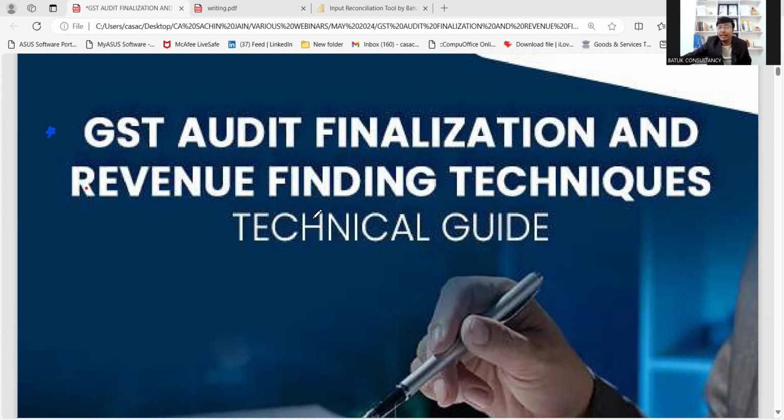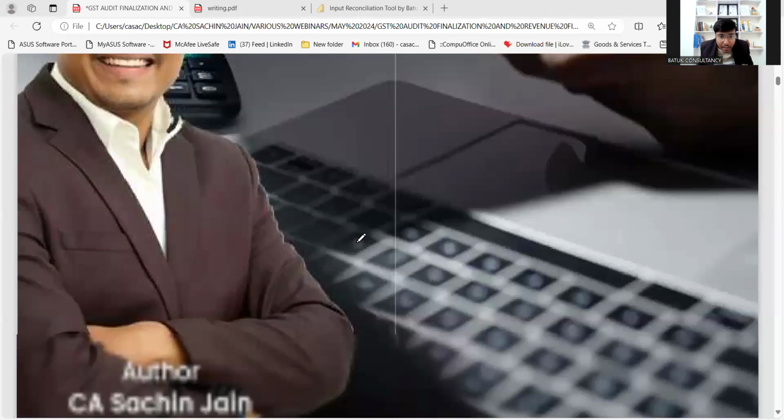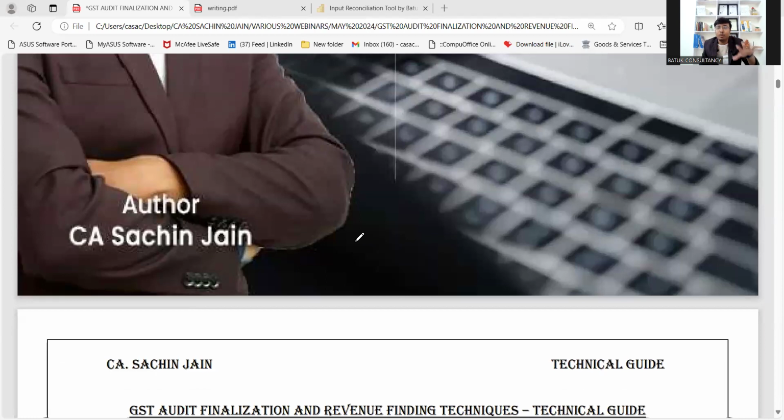Now, in today's session we are going to discuss certain key points related to GST audit. We will also discuss certain parameters while doing the GST audit, and certain specific points related to the construction industry. We'll cover the finalization and revenue finding techniques simultaneously, with no separation, so that you can easily interlink all the concepts. If you have any question, query or doubt, just put it in the chat box. I am here to provide the solution.